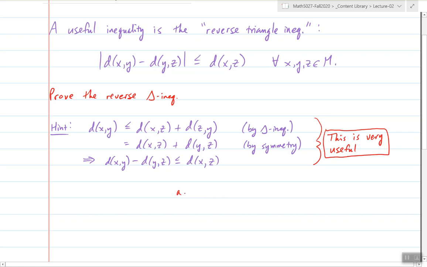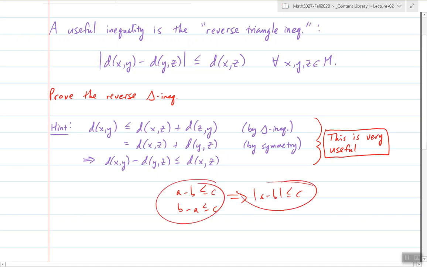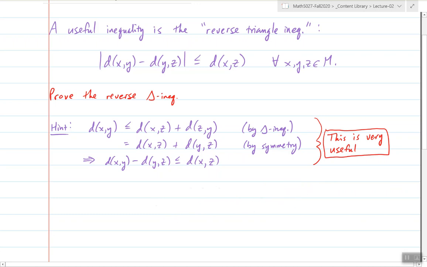Because if you basically show that a minus b is less than or equal to c, and b minus a is less than or equal to c, then that's how you prove that the absolute value of a minus b is less than or equal to c. If you show these, that means this. That means the absolute value is less than that. So I basically show you one direction, so hopefully it should be straightforward for you to show the other direction. But if you have trouble with it, it's fine. I can help you out.